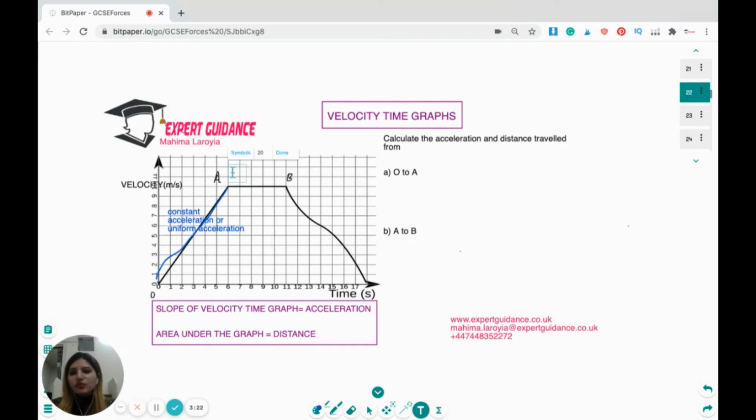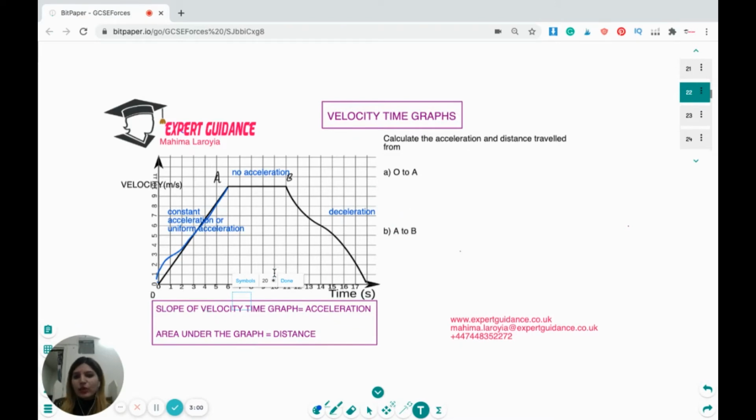From A to B, there is no acceleration because the velocity is not changing. Now, that does not mean that the body is not moving. The body is moving, but with the same velocity, so it has no acceleration. And from B to C, the velocity is decreasing with time, so this is deceleration.